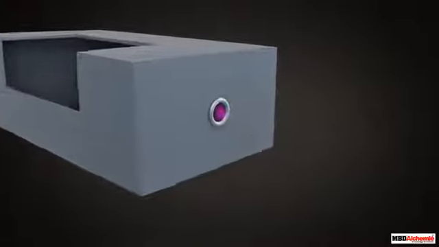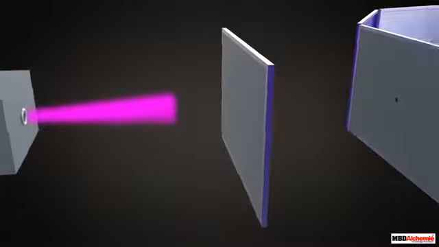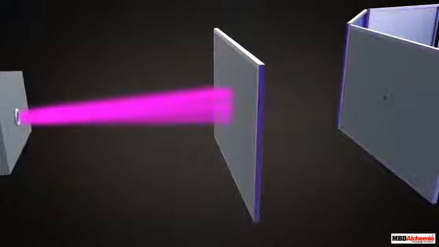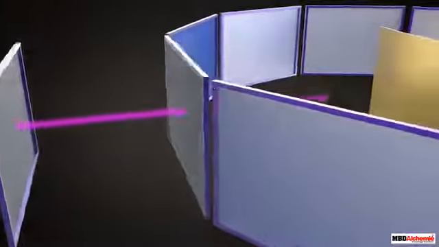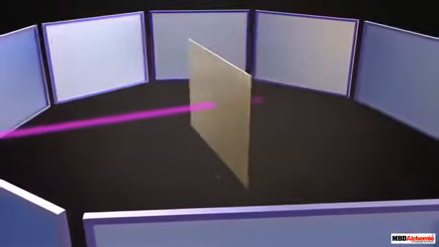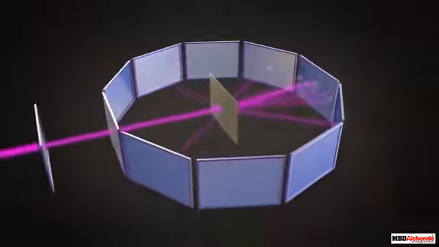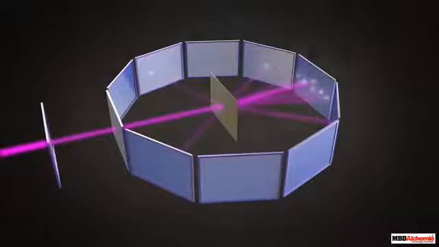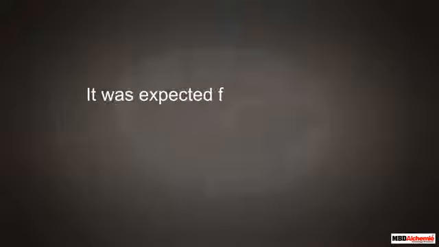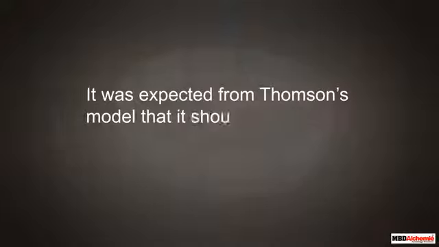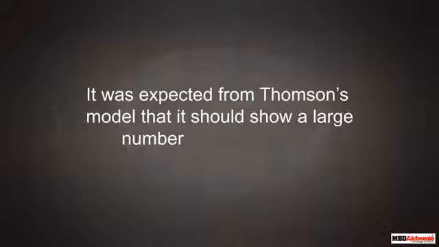Alpha particles emitted from the radioactive source passed through the hole and entered into the slit to get streamlined. The thin streams of the particles then bombarded the gold foil and got scattered in different directions. Their scattering pattern was shown by the detector. It was expected from the Thomson model that it should show a large number of deflections. But something else was observed actually.